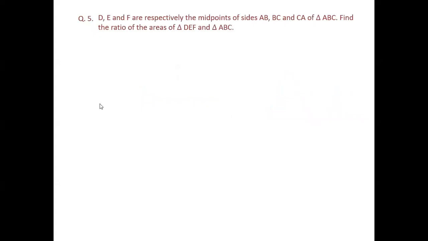Question number 5. D, E, F are respectively the midpoints of AB, BC, and CA of triangle ABC. Find the ratio of the areas of triangle DEF and triangle ABC. Let us see, you need to draw the figures to get an idea. So let us see, this is a triangle, okay? It is triangle ABC.